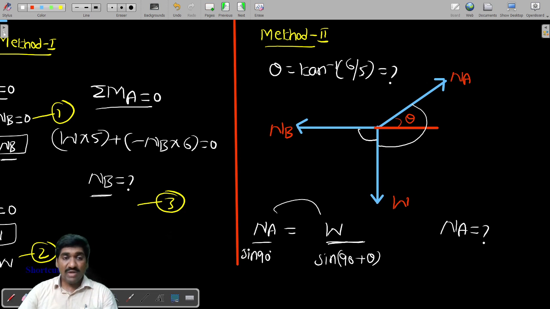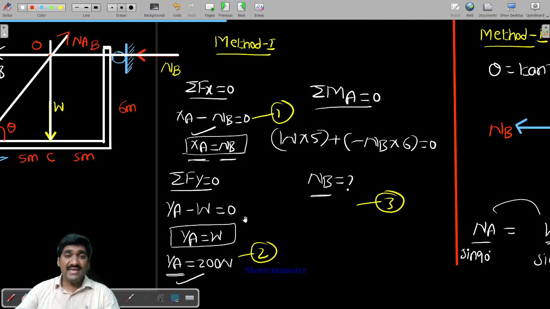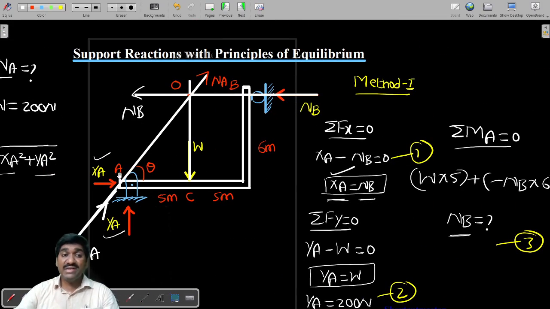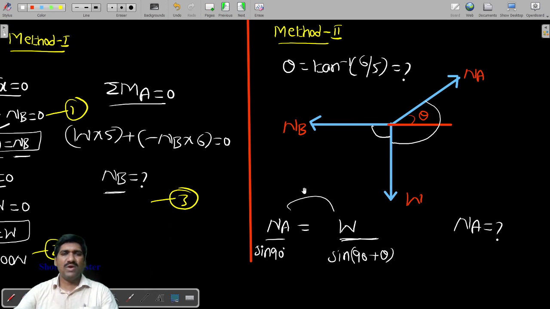But I want to say some conclusion for you. If you apply equations of equilibrium, we have to apply three steps. But if you apply the principle of equilibrium, in one single step you can get the answer. Only one single step you can get the answer in the examination.